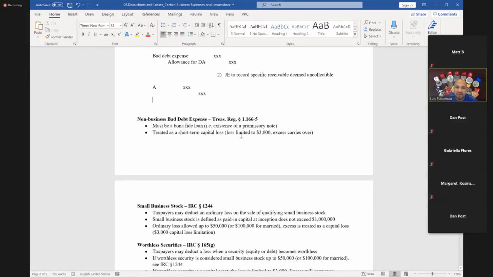Again, non-business bad debt. I guess that would be like the only time a cash-based taxpayer can write off bad debt expense, but it's not because of the nature of the business, because it's a non-business bad debt.